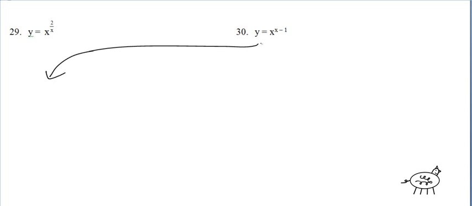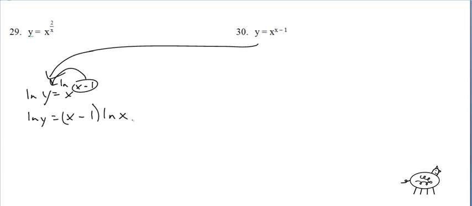And what I'm going to do is, let's even write out x to the x minus 1. Again, you can't do that directly. You got to take the natural log of both sides. So if I take the ln of that side and ln of that, I wind up getting ln of y equals, right, that comes to the front, x minus 1 times ln of x.